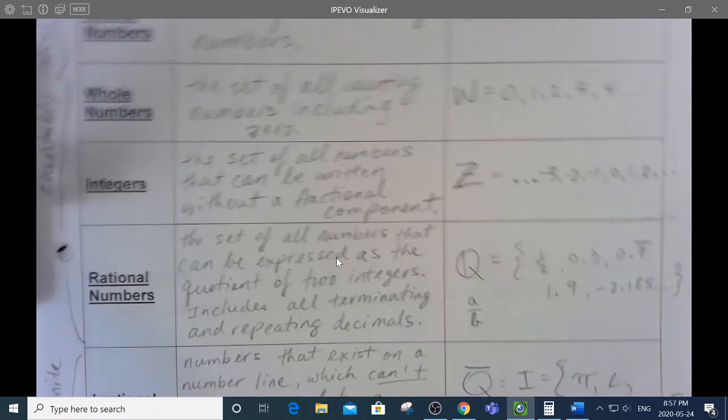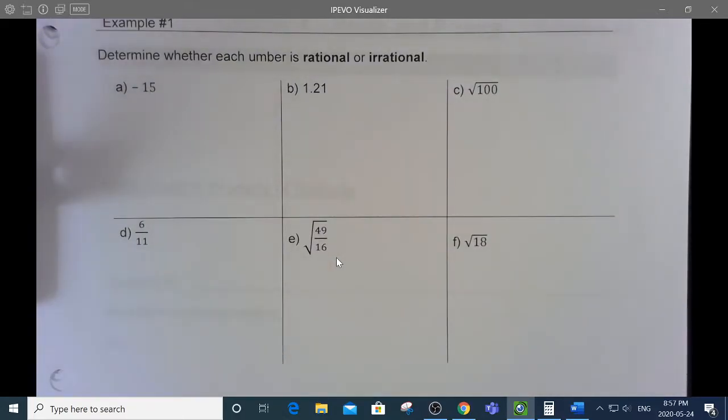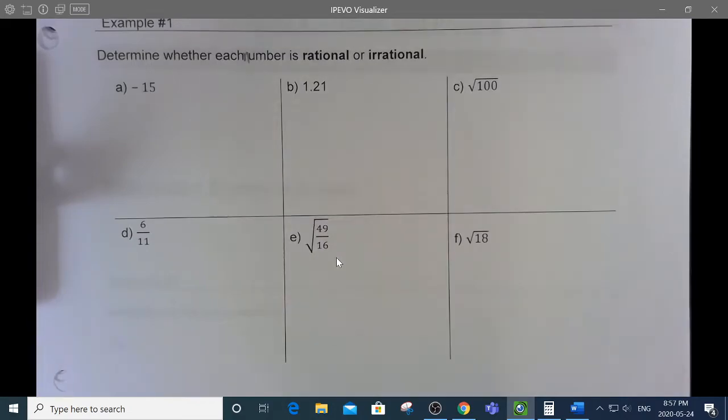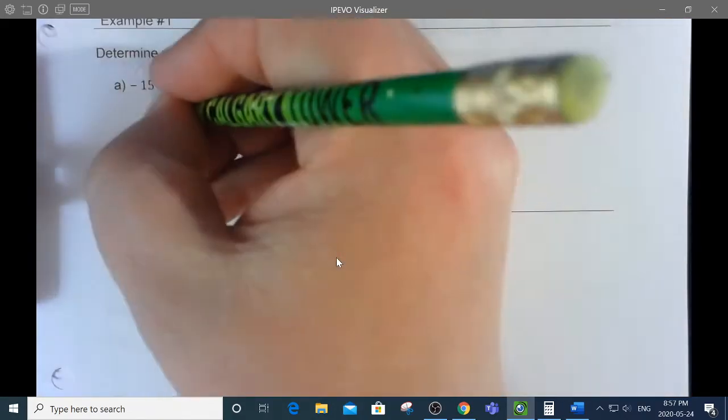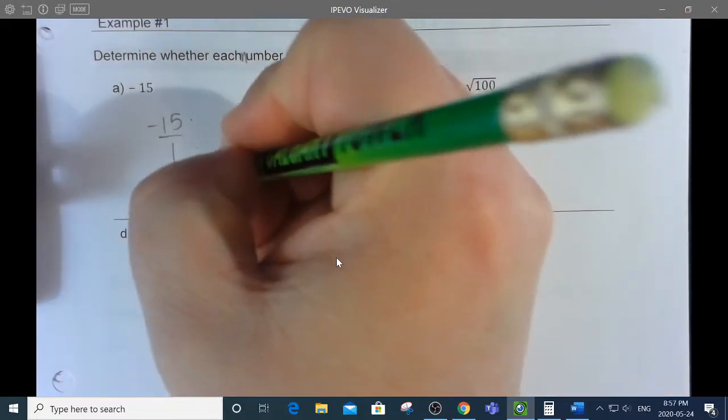Let's do a couple of examples and send you on your way. All right. Determine whether each number is rational or irrational. Negative 15. Well, you know what? I could write that as negative 15 over 1. That's an integer over an integer, so it's rational.